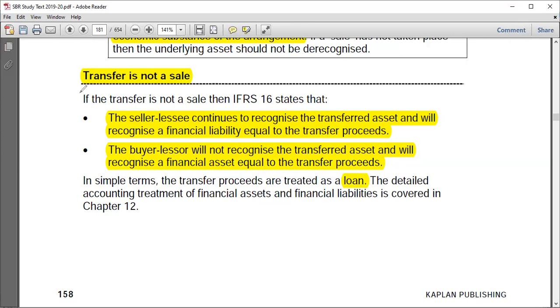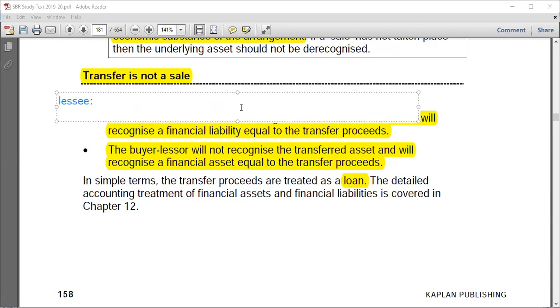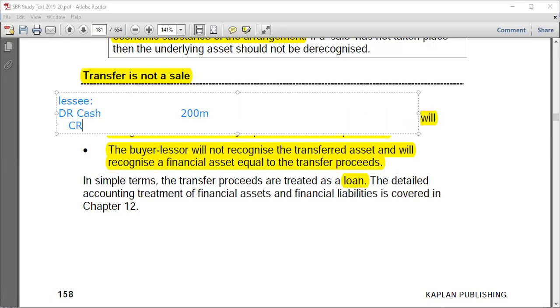You know, when dealing with financial assets and financial liability, that is financial instrument. What they just mean here is, when we speak of the lessee, you sold something, but the transfer is not a sale. That means you got money, right? If you got money, you have to debit cash, let's say $200 million, and then you are liable to pay. So you have to credit the financial liability of the same amount, that is $200 million.